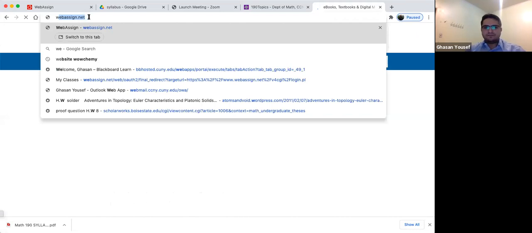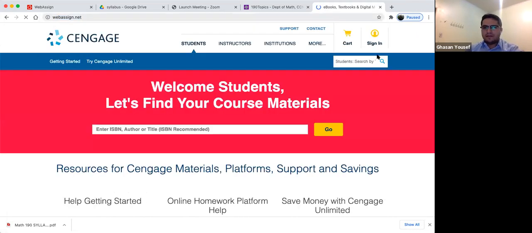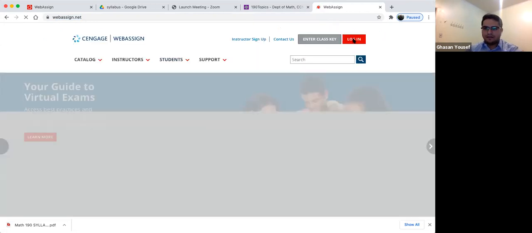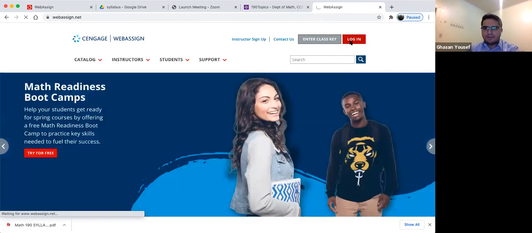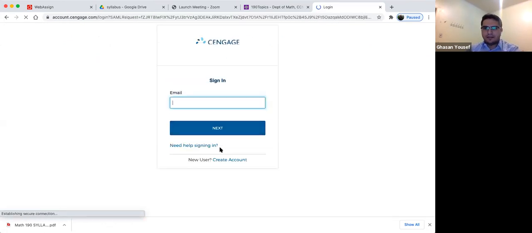Wordofline.net. So in wordofline here, you go to sign in, login first. So you click to the login. Then when you go to the login, if you don't have an account, you have to create an account by using any email you want, but it's better to use a CUNY first email.